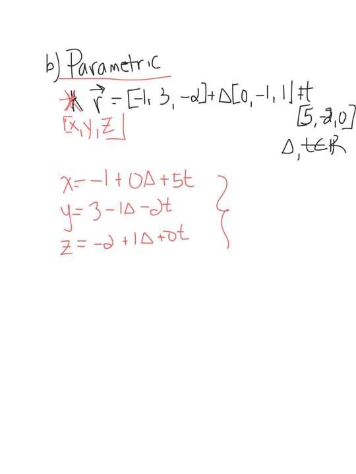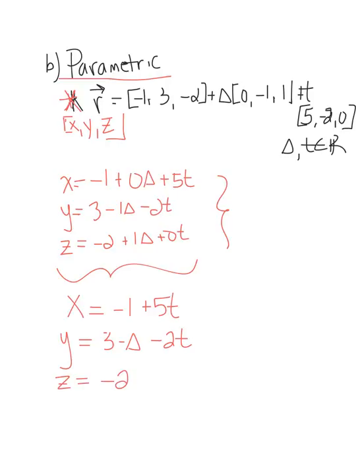Now, I can simplify those a little bit. Writing the 0 is not necessarily needed, and so I can simplify those, maybe I'll just do it down here. x is equal to 1 plus 5t. y is equal to 3 minus s minus 2t, and z is equal to -2 plus s. Now again, s and t are elements of the reals.